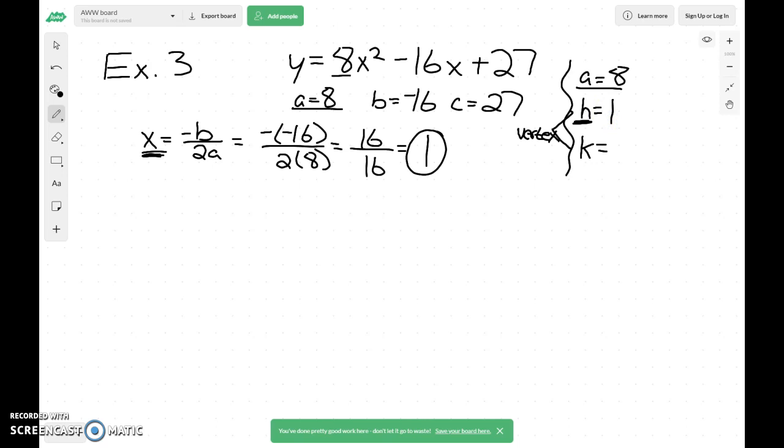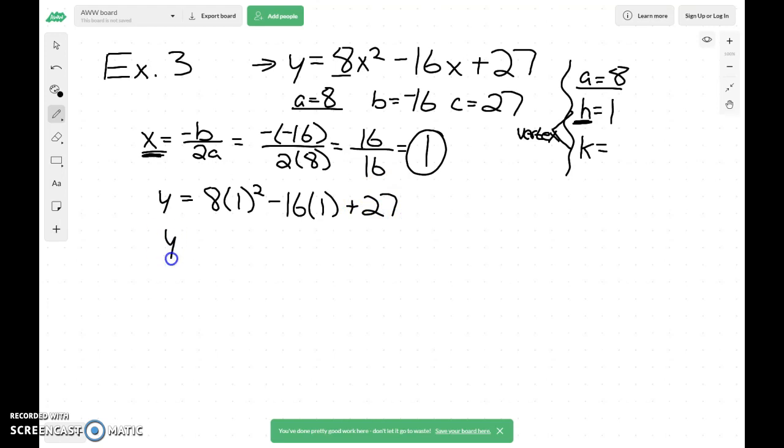Now all that's left to find is the k value, and we know to find the second part, or the y value of this, we just need to substitute it back into our original equation. So we're going to have y equals 8. We know that x is equal to 1, so 1 squared minus 16 times 1, plus 27. And then we just solve the equation.